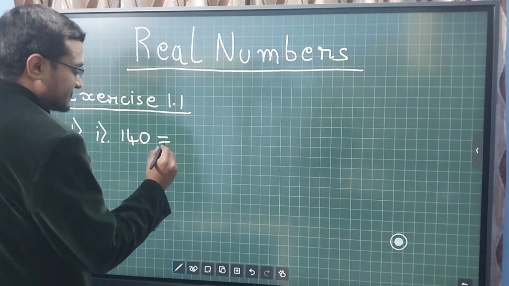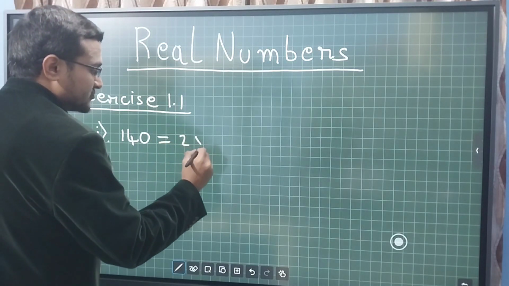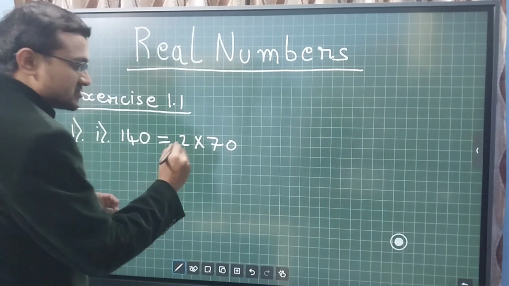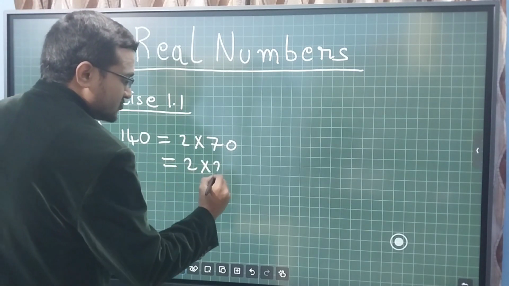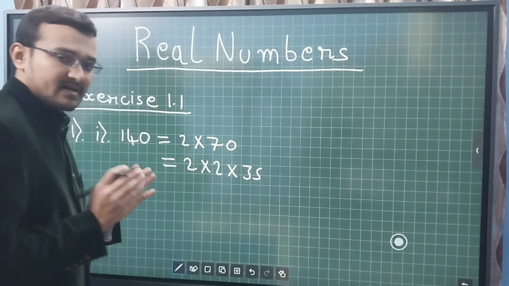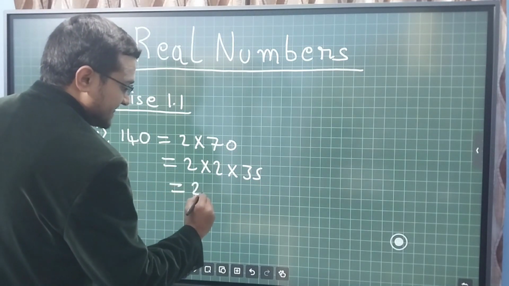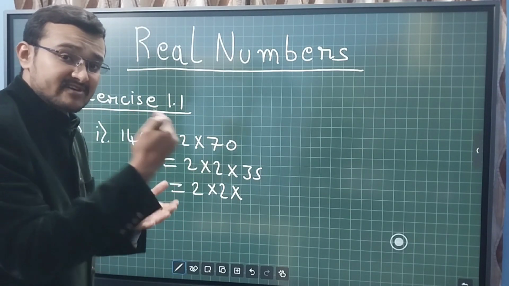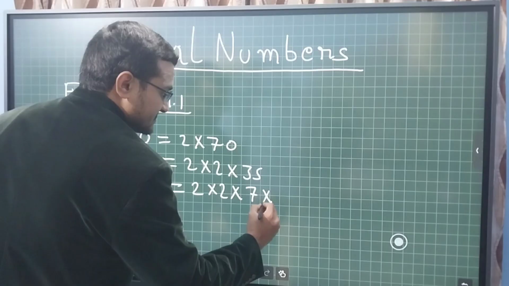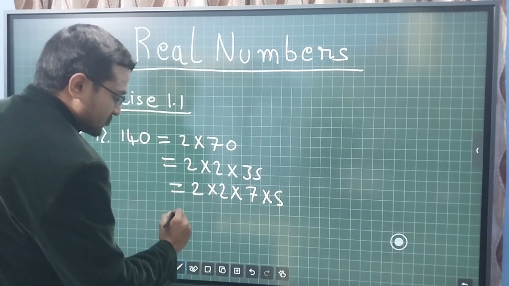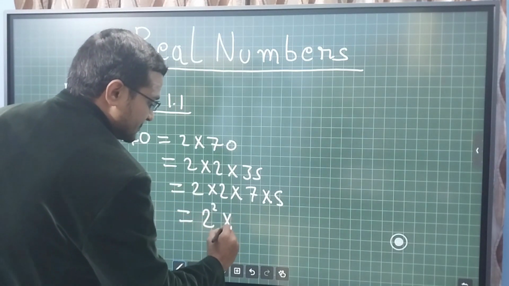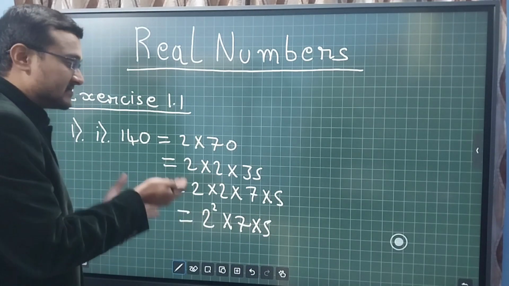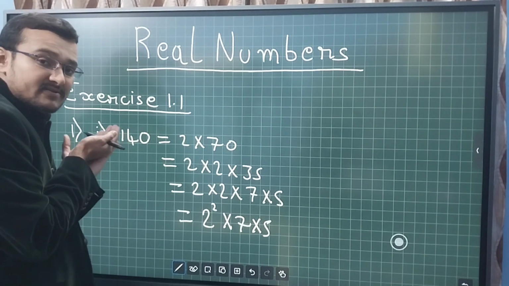You can just factorize 140 as 2 into 70. Next, 2 into 70 can be written as 2 into 2 into 35. Correct? Next you can split 35 as 7 into 5, since 7 5s are 35. So 2 into 2 you can write as 2 square into 7 into 5. So this is the product of powers of prime numbers of the number 140.